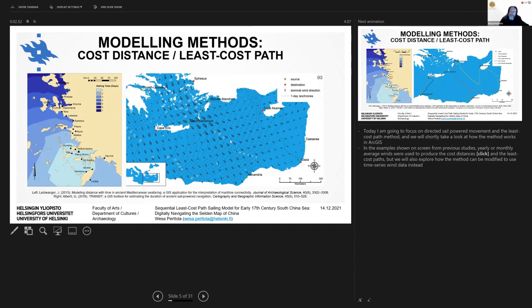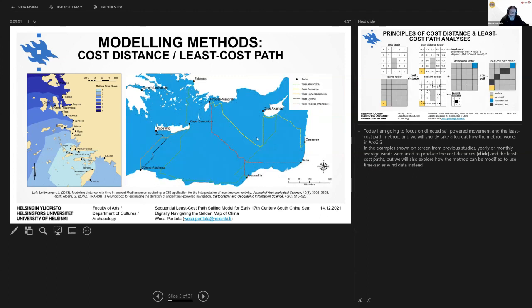In the examples shown on screen from previous studies, yearly or monthly average winds were used to produce the cost distances and the least cost paths, but we will also explore how the method can be modified to use time series wind data instead.